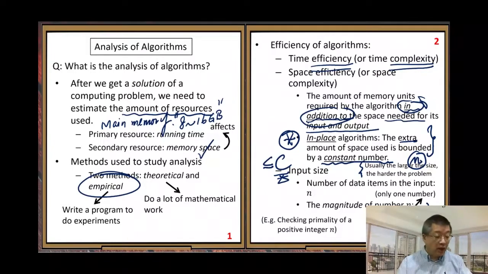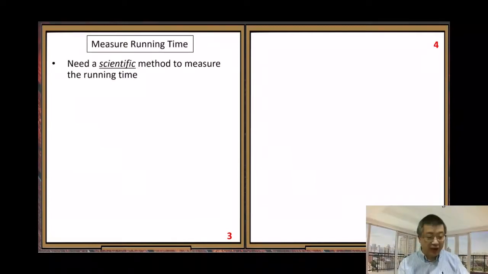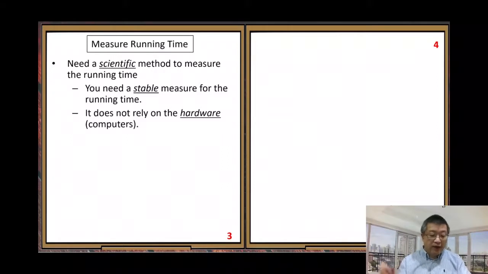So next, measure running time. This time we need to measure the running time, so we need a scientific method. What do you mean scientific? Remember, it must be stable. I mentioned that before. It does not rely on your computer. You can use a super fast computer, or a very old computer. It doesn't matter. We use some fair measure for that situation.